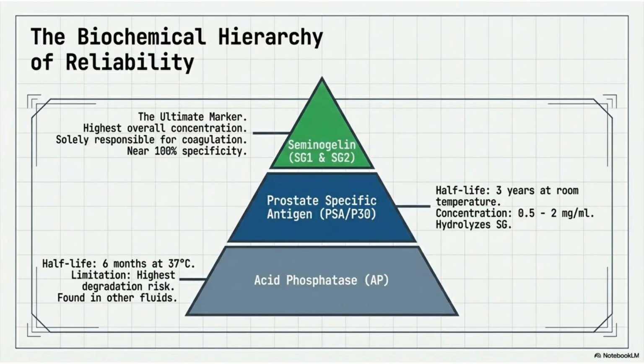The biochemical hierarchy of reliability places seminogelin at the top for near 100% specificity. Prostate-specific antigen, PSA, is next, followed by acid phosphatase, AP, which has the highest degradation risk.